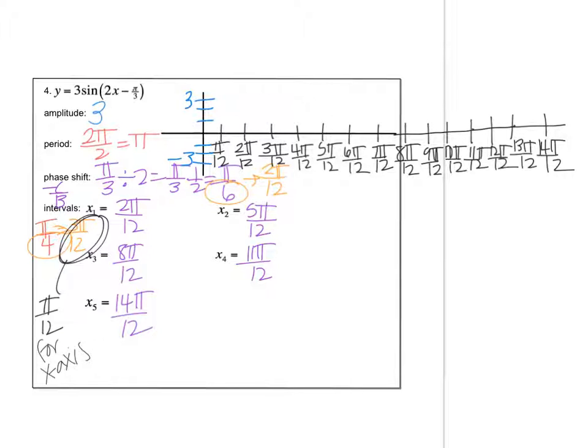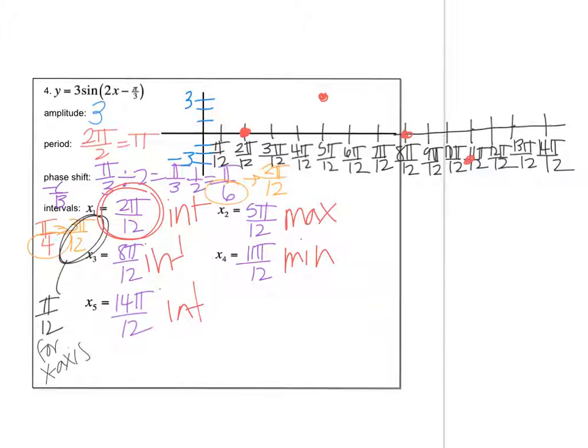My graph is going to start at 2 pi over 12. So just make sure you're paying attention to that starting point. That phase shift was 2 pi over 12. The max is going to be at 5 pi over 12. The intercept is going to be at 8 pi over 12. The min is going to be at 11 pi over 12. And the last one, the intercept, is at 14 pi over 12. So you can go ahead and draw a nice curve through there.